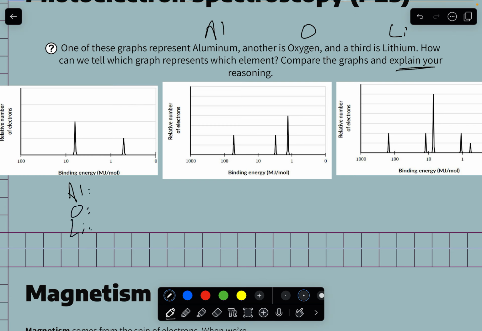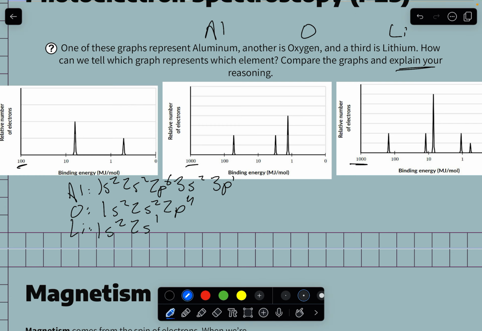Aluminum, oxygen, lithium. Aluminum is 1s2, 2s2, 2p6, 3s2, 3p1. Okay. Oxygen is 1s2, 2s2, 2p4, and then lithium is 1s2, 2s1. Okay, so if we look at our graphs, remember the side with the bigger number, so on all of these it's going to be the left side, is going to be closer to the nucleus. So our first peak is going to be our 1s for all of those.